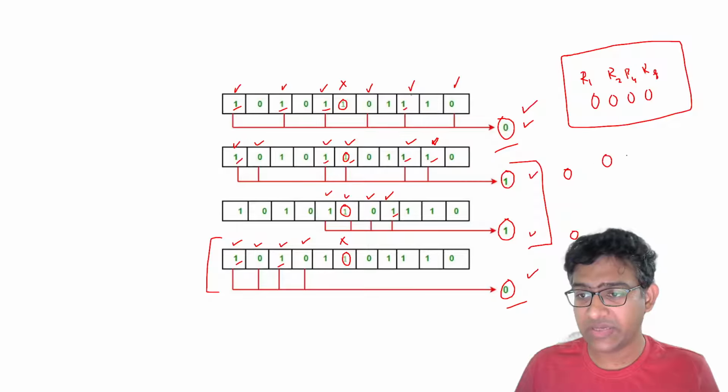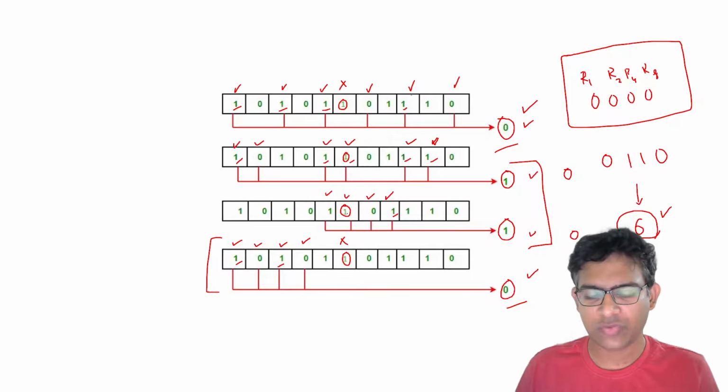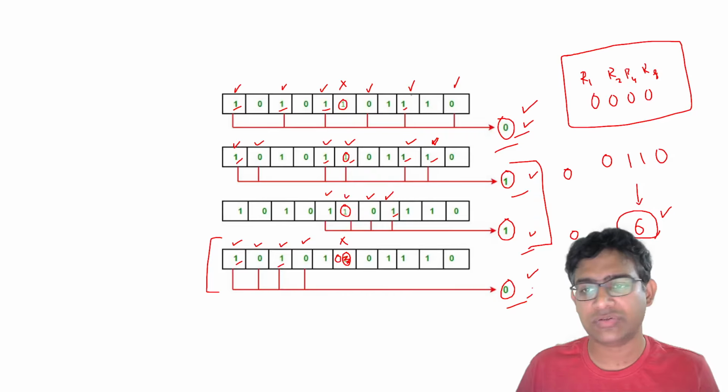But here we have 2 ones. So basically we get a 0, 1, 1, 0. And 0, 1, 1, 0 is 6. So this tells us that there is a problem at the 6th bit. And so we go and change this bit to a 0. Now if you recalculate all of these different parities, you are going to get a 0, 0, 0, 0, thus indicating that there is no problem.